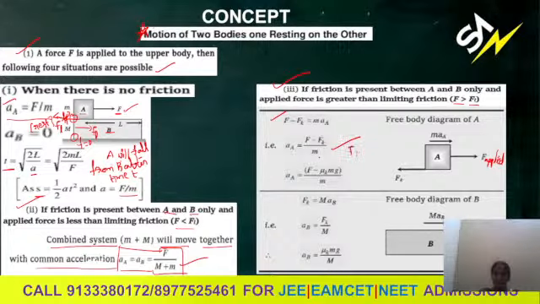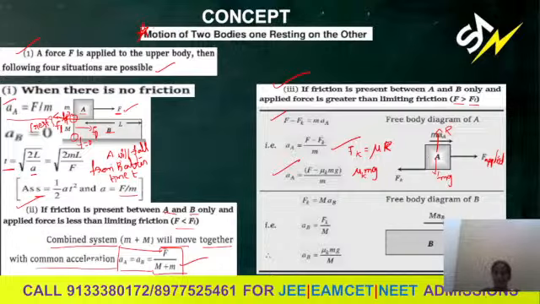And Fk is equal to mu k into N, because the normal reaction force will act this way. That reaction force is balanced with the weight of that block. So Fk will be equal to mu k mg, which we have substituted here. So this is the acceleration of block A. This is the condition when applied force is greater than limiting friction: we can observe the individual accelerations of the blocks.